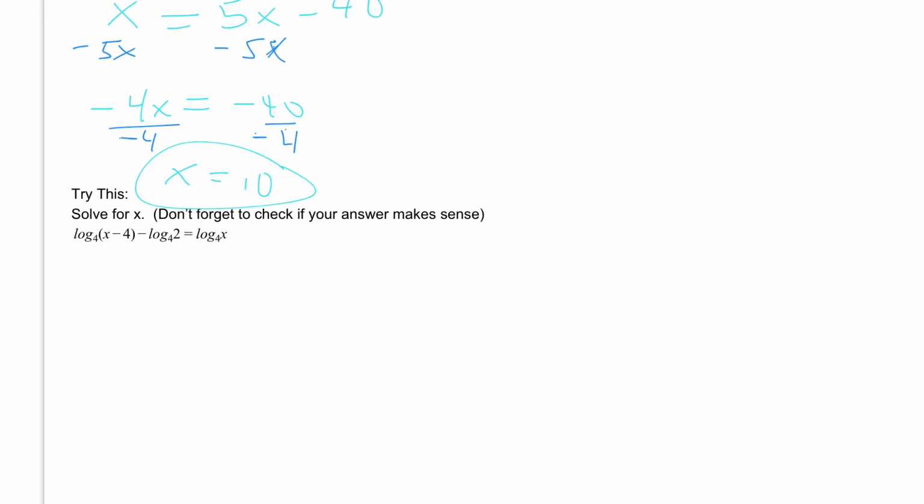If you did the try this correctly, you should have gotten that x is equal to negative 4. If x is negative 4 and you plug it back in for x, you should see that you're taking the log of a negative number, which can't happen. So here you get an answer of no solution.